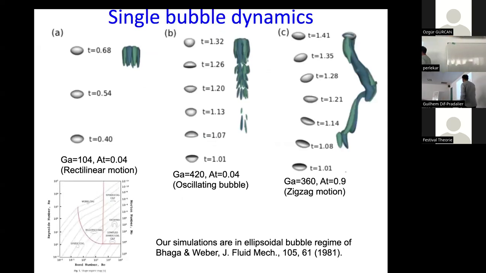So we took the same exercise as in the experiments. At small Galilei number, small Atwood number, the bubble just makes straight rectilinear motion. The flow is very, very simple around it. You then go to Galilei 420, the bubble starts to oscillate and the flow is different. Now the wakes are getting shifted. This is just the Z component of vorticity. You do Galilei 360, Atwood 0.9, and the bubble starts to dance and makes a horseshoe vortex structure.